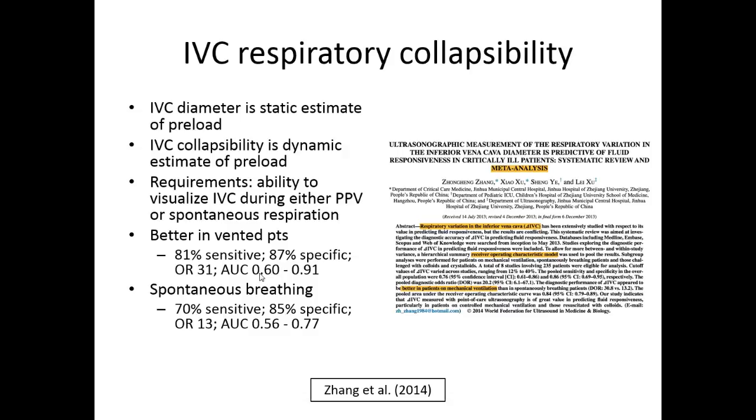IVC collapsibility index is going to be, 90% of the time a fluid responsive patient will have a higher IVC collapsibility index than a non-fluid responsive patient. Or to put it in somewhat simpler terms, on average of the 4 trials there, it was 81% sensitive for picking up fluid responders and 87% specific.